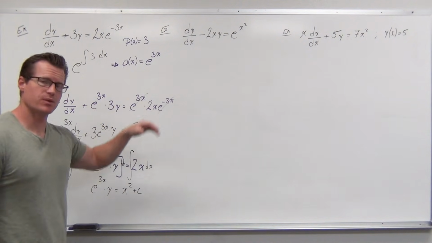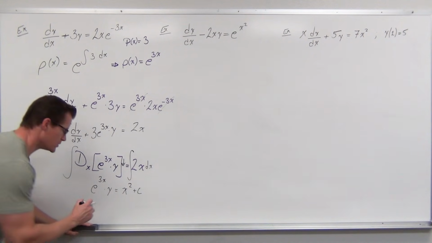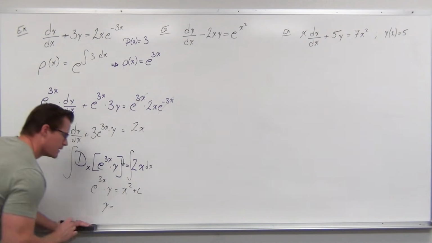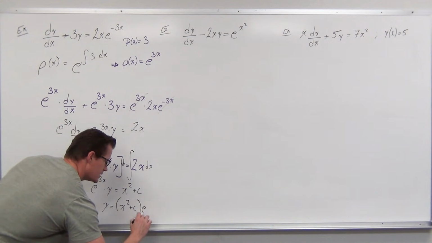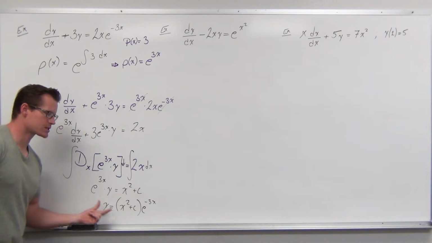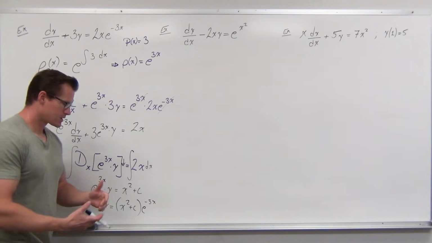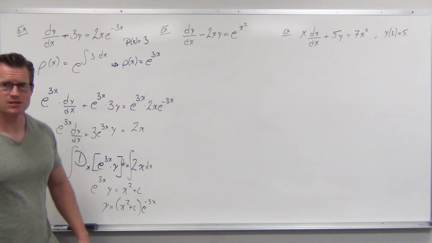I'm not given that, but here's where I would do it. Instead, let's just solve for y whenever we're able to. If I solve for y, we would get x squared plus c, and then e to the negative 3x. And the reason why we get e to the negative 3x is we divide both sides by e to the 3x, or multiply both sides by e to the negative 3x there. And you're done. That's as much as we can do.